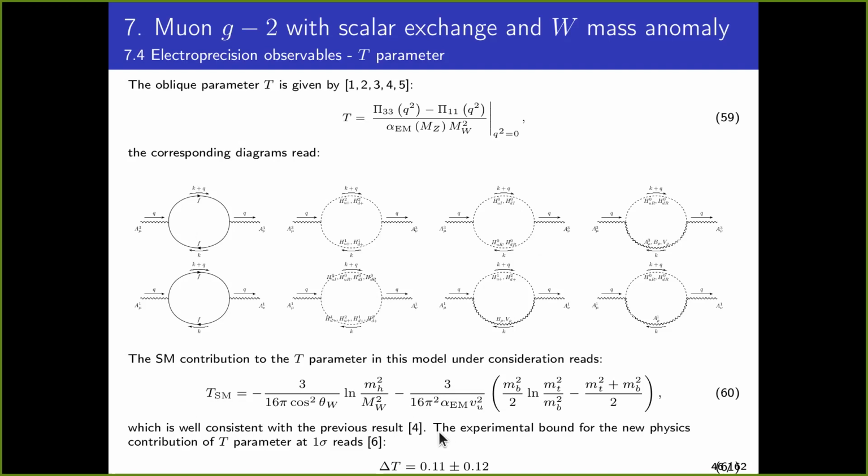And the experimental bound for the new physics contribution to the T parameter at 1 sigma is this point. So our new physics contribution should be located in this range. This is the 1 sigma error.